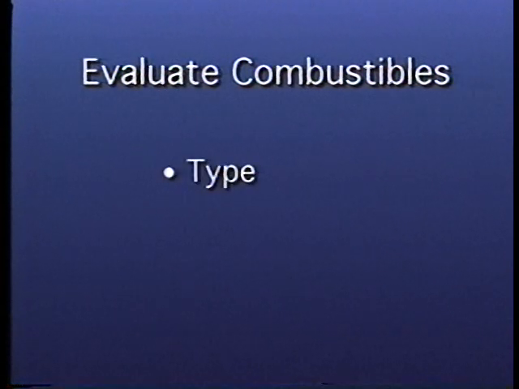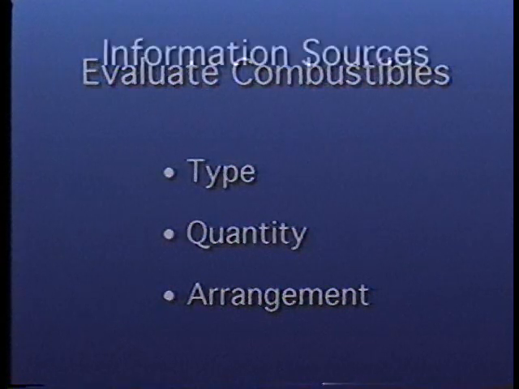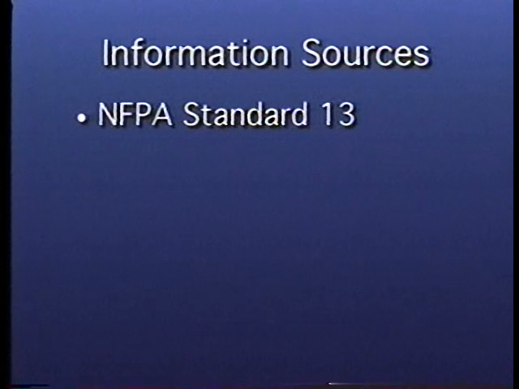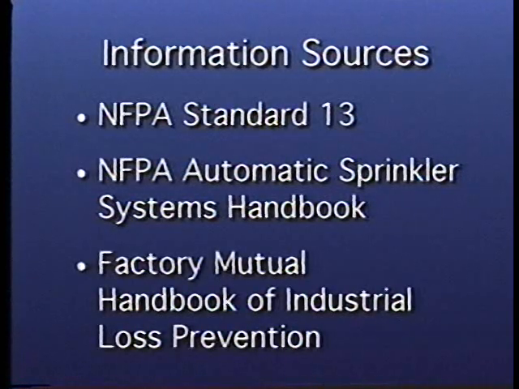You must evaluate the type, quantity, and arrangement of combustibles that will be present in the building or facility to be protected. This will enable you to assess the expected fire severity that the sprinkler system will be designed to combat. For more information on hazard classification, consult NFPA Standard 13, the NFPA Automatic Sprinkler Systems Handbook, or the Factory Mutual Handbook of Industrial Loss Prevention.